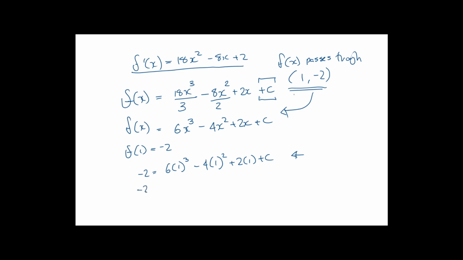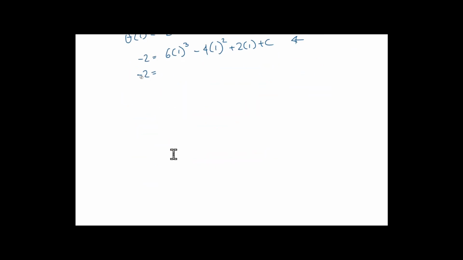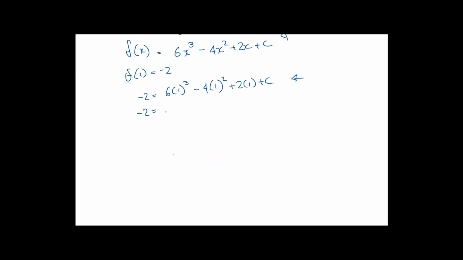Let's simplify it a little bit more and move it up a little bit. So 1 cubed is 1, 6 times 1 is 6, 1 squared is 1, 4 times 1 is minus 4, 2 times 1 is 2. Hopefully you don't need a calculator for that. Let's collect up these terms. So 6 minus 4 is negative 2, 6 is positive 2. So minus 2 equals 4 plus c.